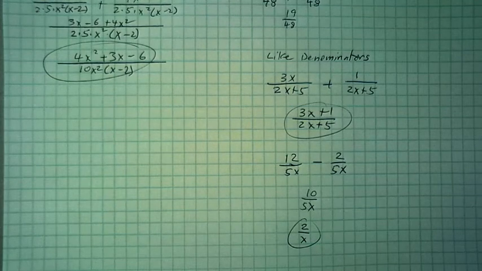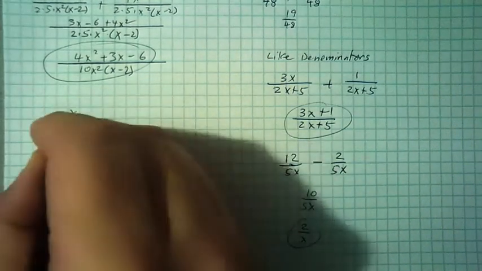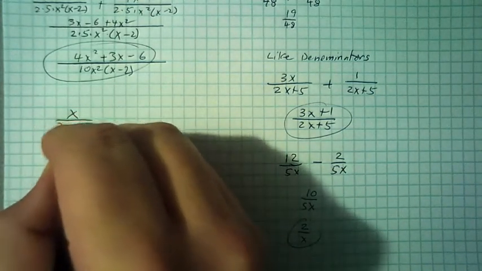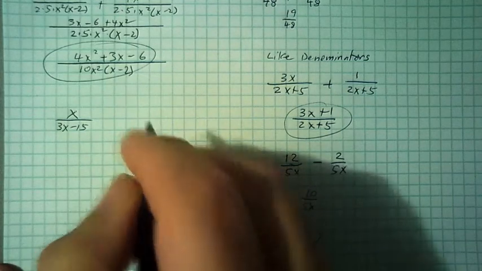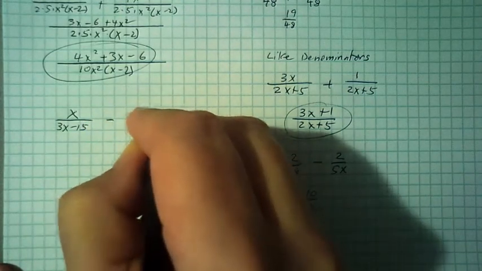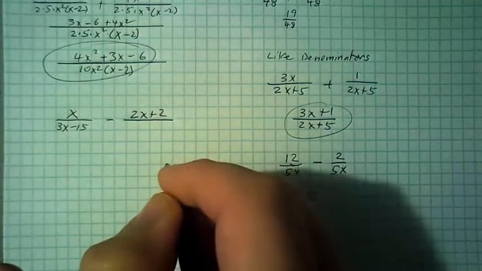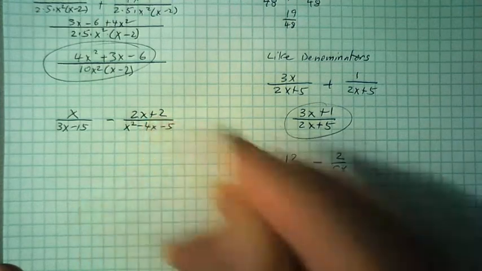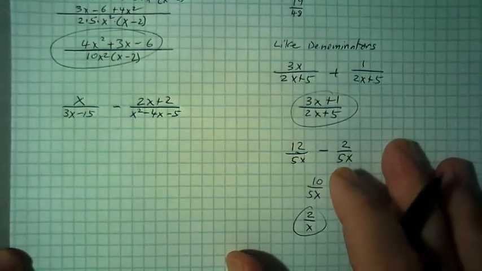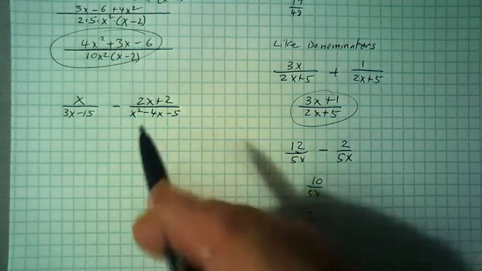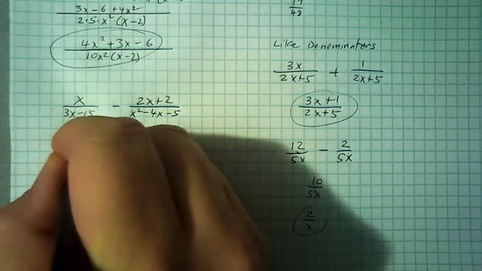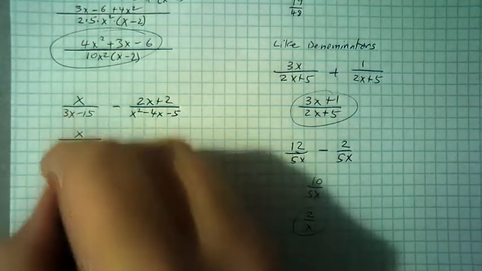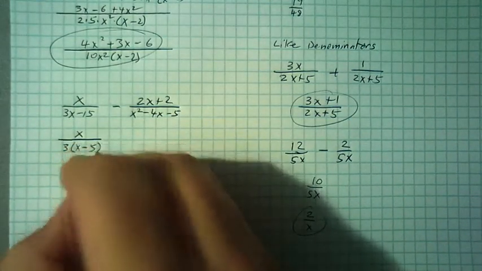Let's try subtraction. x over 3x minus 15 minus 2x plus 2 over x squared minus 4x minus 5. Okay, our next example is here. I'm going to start by factoring the bottoms again. On the left, it's a binomial, not a difference of squares, so my greatest common factor is 3, which leaves x minus 5.